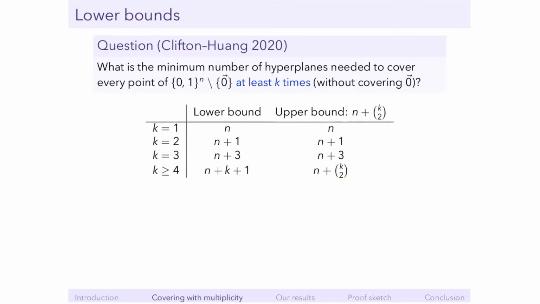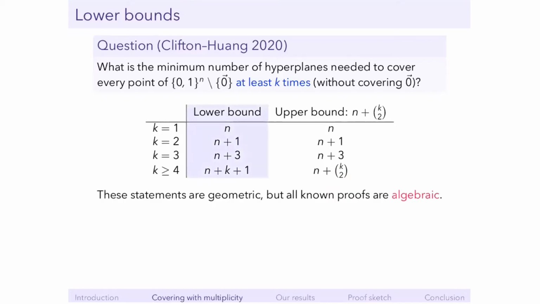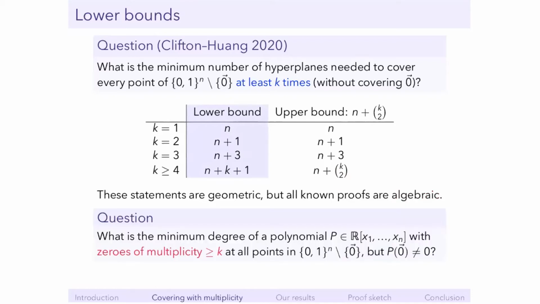And the main thing I want to say about these lower bounds is that just as with the Alon-Füredi theorem, although these are geometric statements, all the proofs that Clifton and Huang give for these lower bounds are algebraic. So in the same way as Alon-Füredi proved a more general polynomial statement for the lower bound, Clifton and Huang were sort of implicitly studying this more general polynomial question. So the polynomial question is, what's the minimum degree of a polynomial that has zeros of multiplicity at least k on every point of the hypercube while not vanishing at the origin?